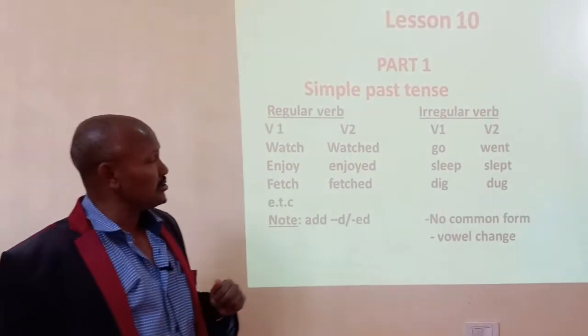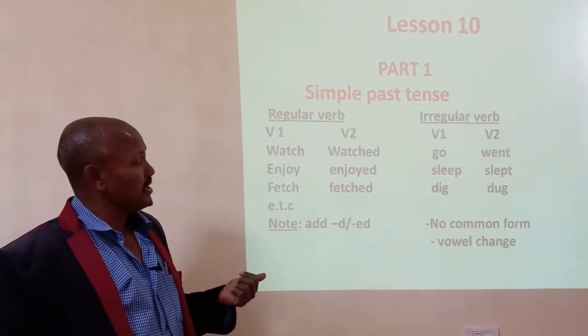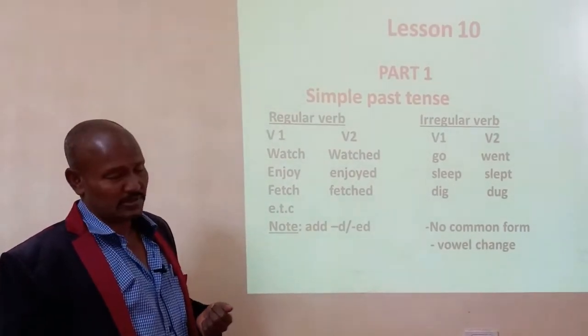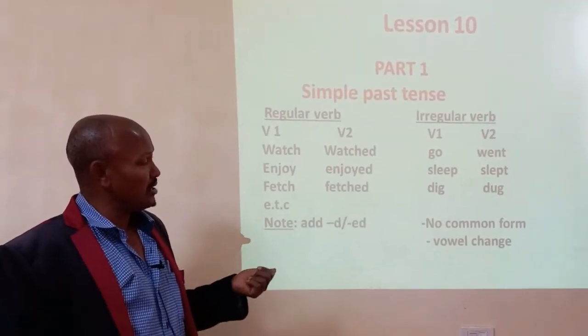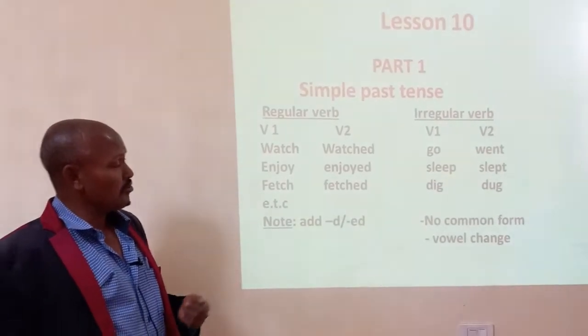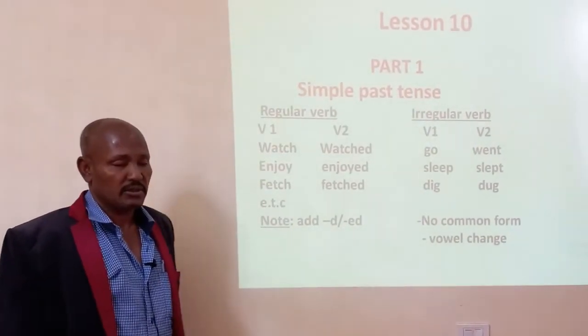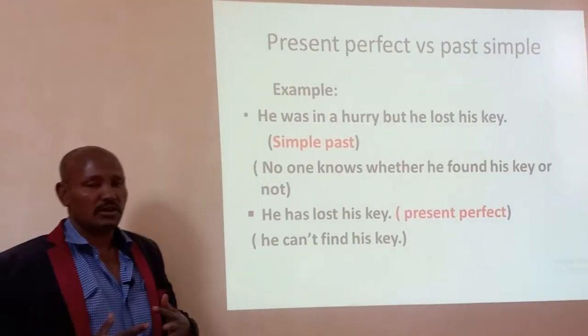The others are irregular verbs. Verb 1 and verb 2: go and went, sleep and slept, dig and dug. Vowel changes, the vowel I can be changed into the vowel U. There is no common form and they have different forms, so we can say these are irregular verbs.